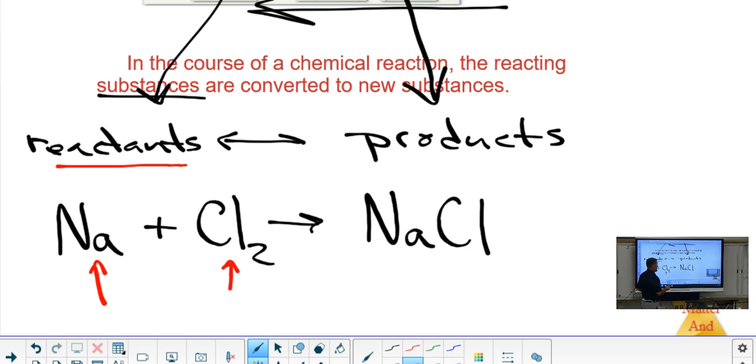This one is exothermic, so it gives off heat. Not every reaction gives off heat, but that one definitely gives off heat. And the opposite is called endothermic. Yeah, Liam? Yep.